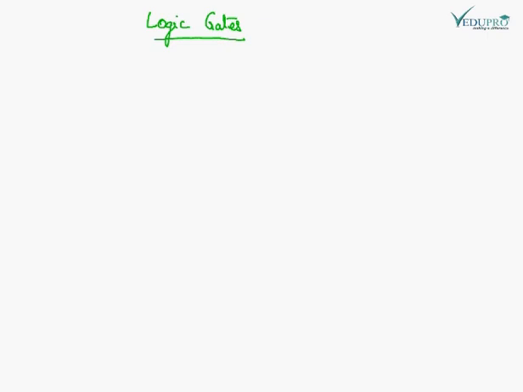Logic gates. There are three basic logic gates, namely AND gate, OR and NOT gate. These are the basic logic gates.